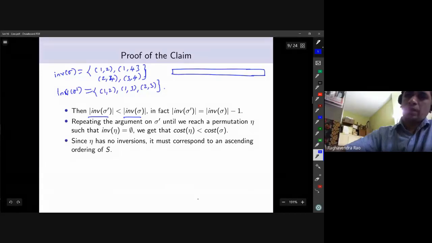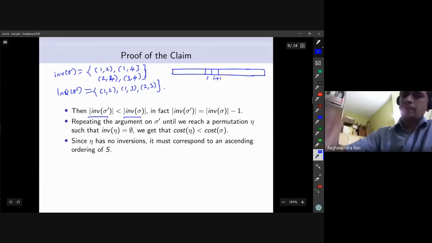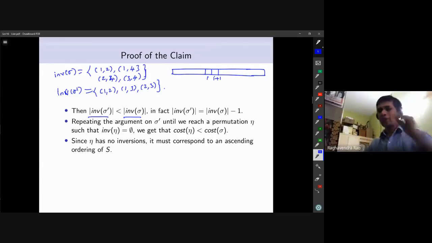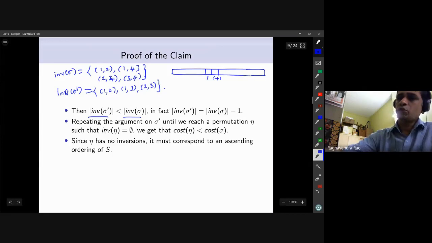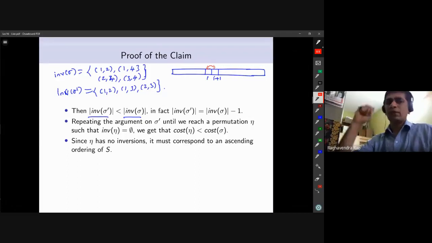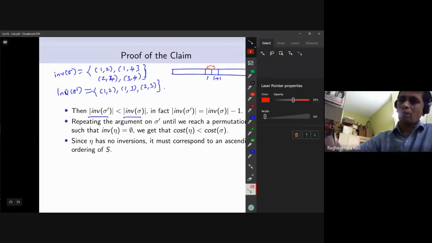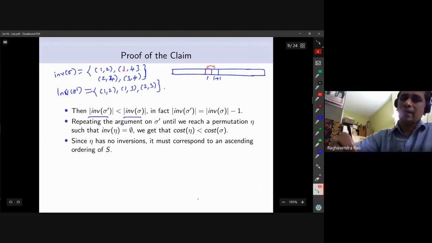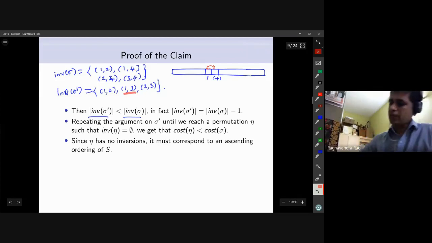So let us look at this, okay? Let us look at i and i plus 1. Remember that this was an inversion. What are the other inversions that will be affected? All we did was swap. So when we swap, what are the inversions it will affect? You can see it in this example itself, how the inversions were affected. 1 2 stayed, but 1 4 didn't stay. What did it become? It became 1 3.